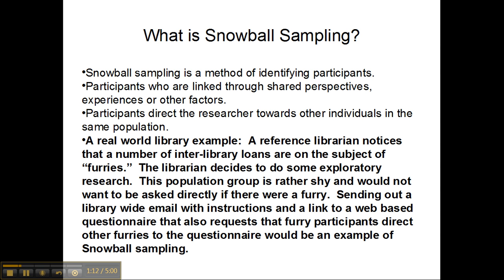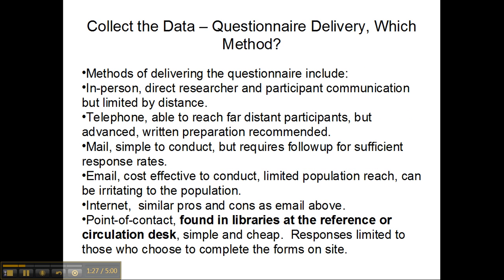So what she would do is send out a library-wide email with instructions and a link to a web-based questionnaire that also requests that furry participants direct other furries to the questionnaire. That would be an example of snowball sampling.